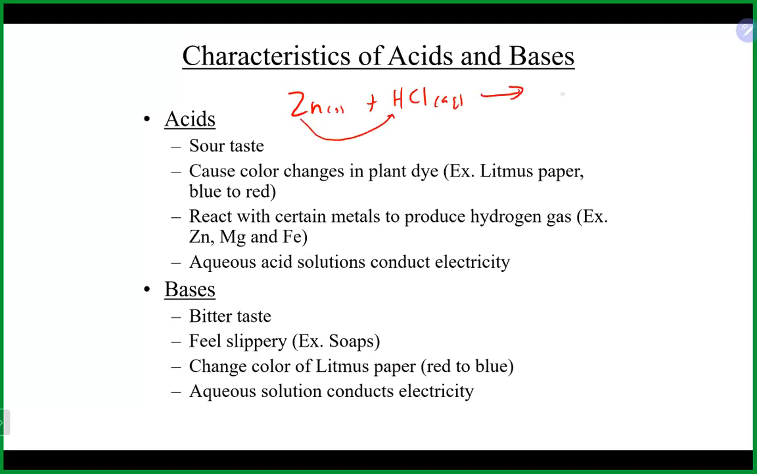Zinc comes in, kicks out the hydrogen, and makes some zinc chloride and some hydrogen gas, which is the bubbles that you see in this particular case.